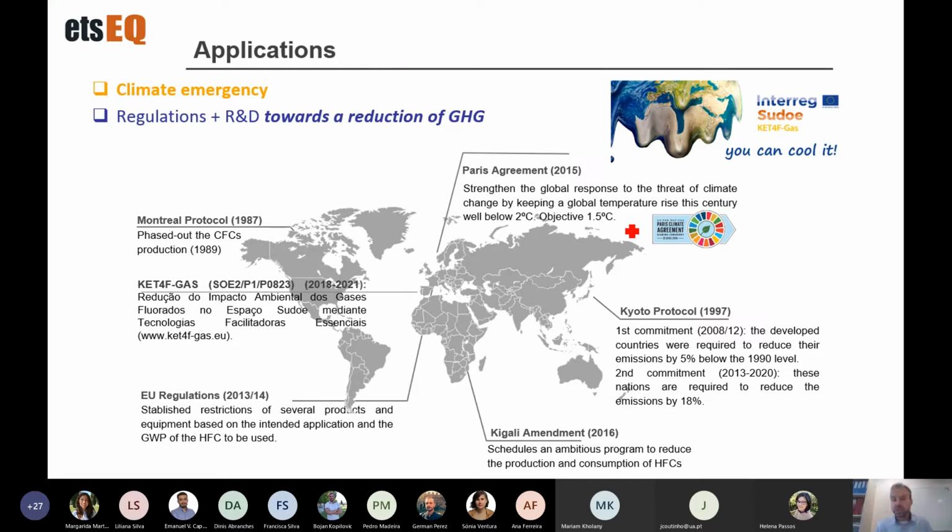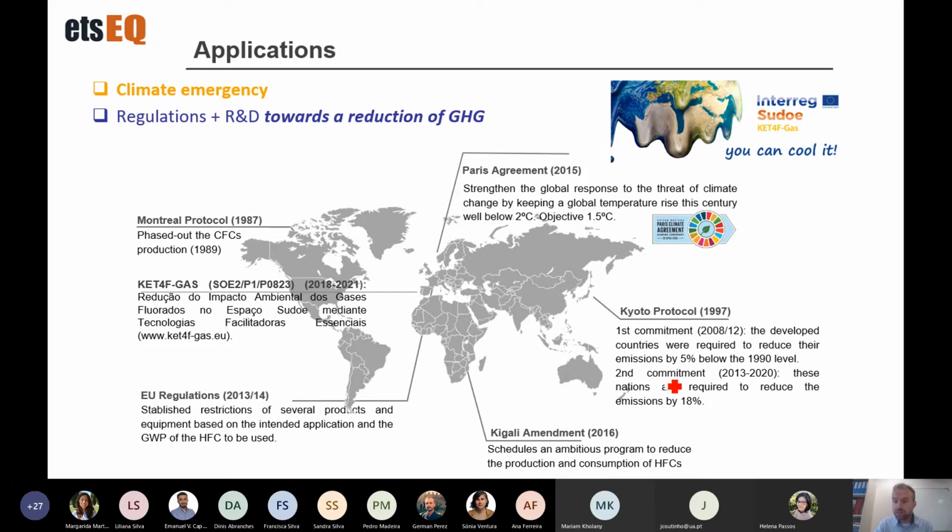As I'm working in a group on sustainable processes, we are very concerned about the climate emergency that we are suffering and we will be suffering in the coming years, okay? And here I'm just summarizing several of the regulations that have been approved to reduce the emissions of greenhouse gases, okay? While the Montreal Protocol was very successful in phasing out the chlorofluorocarbons that were causing the ozone depletion, we have not been so successful in reducing the greenhouse gas emissions that are causing global warming.